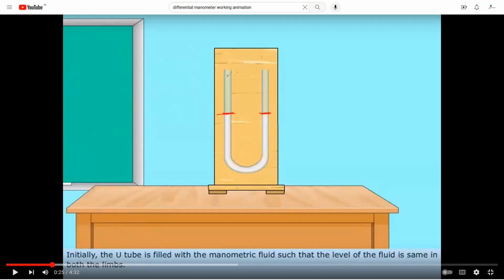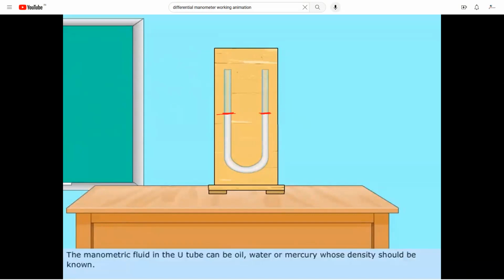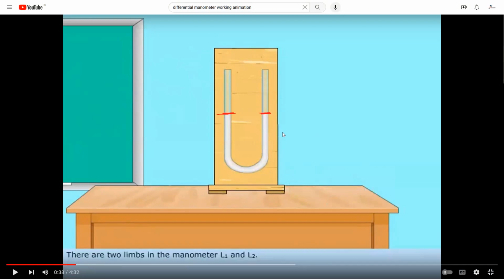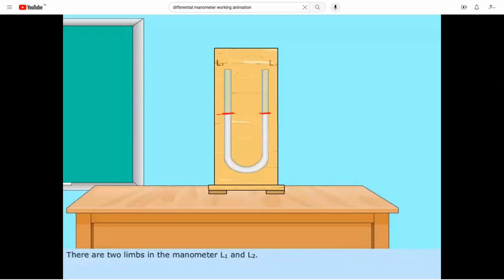Now you can see what is next. The manometric fluid in the U-tube can be oil, water or mercury whose density should be known. You can use anything, whether it is an oil manometer, a water manometer, or whatever it is. There are two limbs in the manometer, L1 and L2.